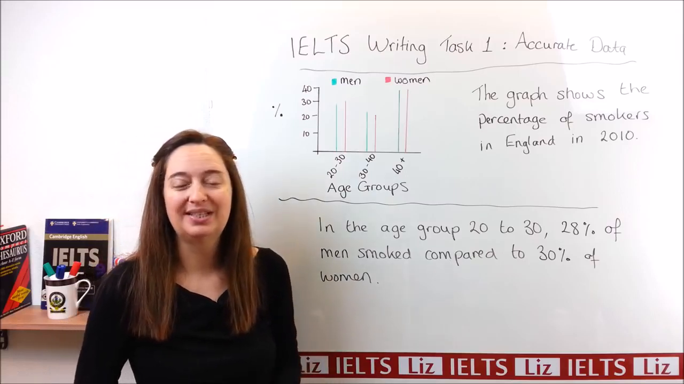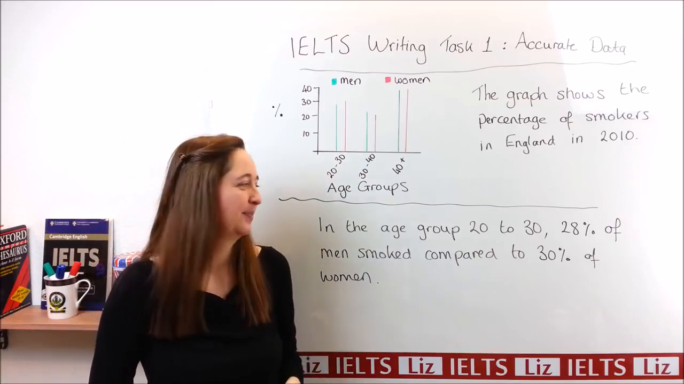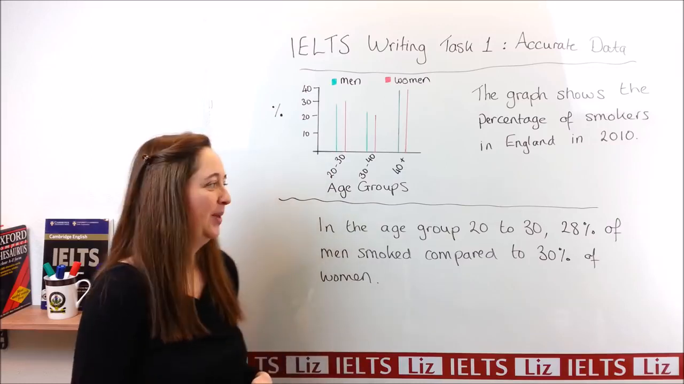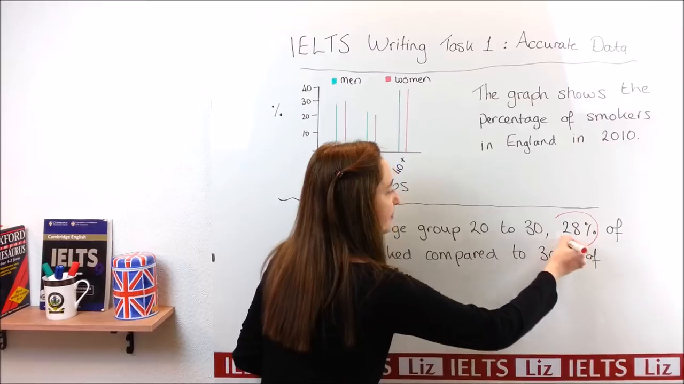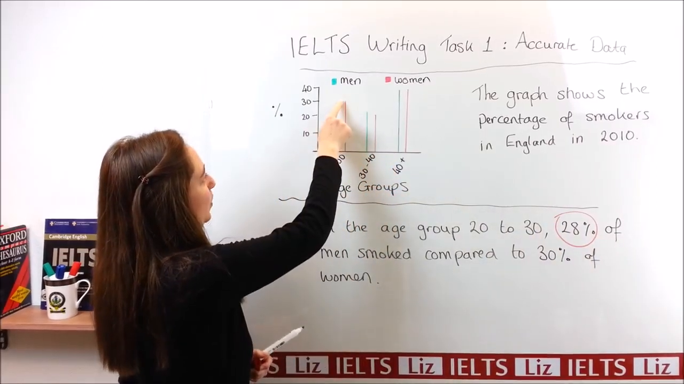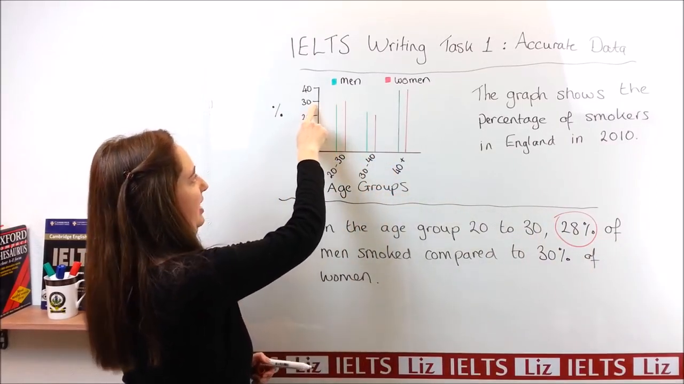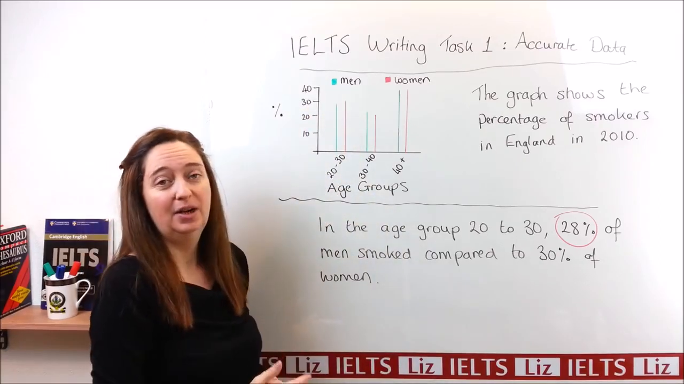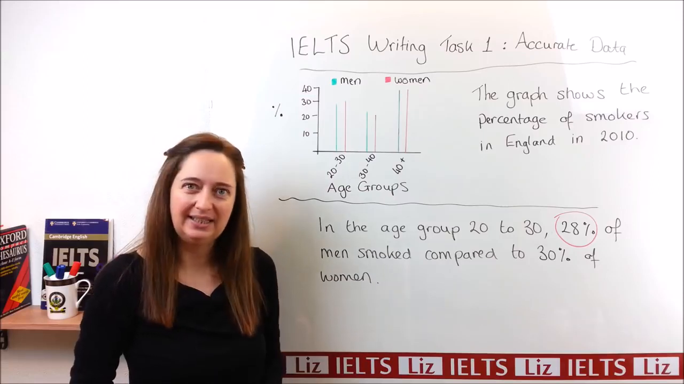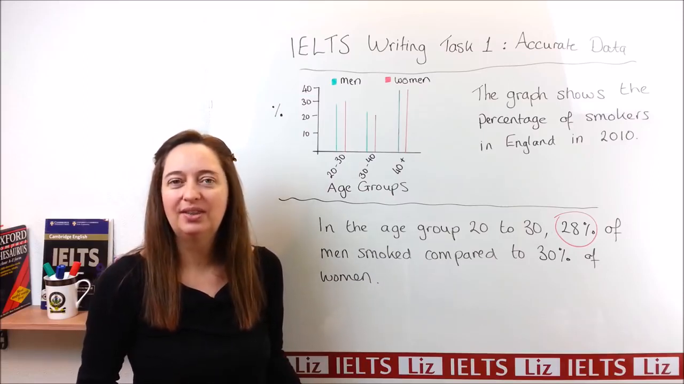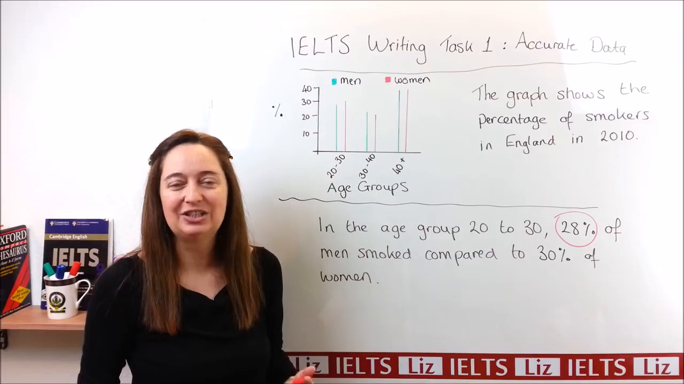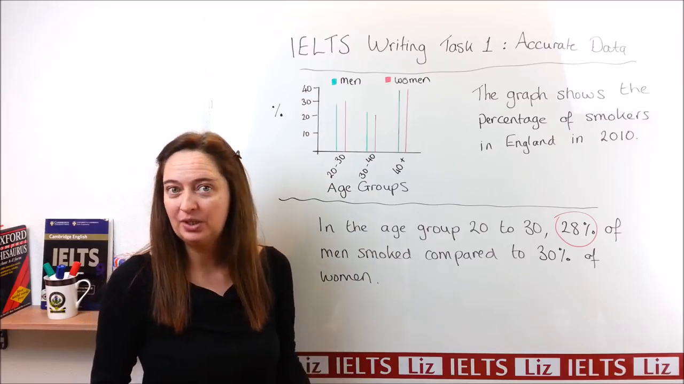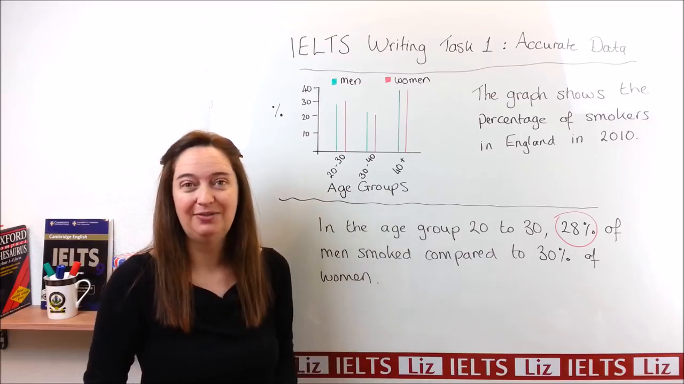Now, this is a typical sentence that I get from many students. What is the problem? Can you see any mistake? Well, this is the problem here. Now, we can see that women is correct, that's 30%, but men, we can see it's under 30, but we cannot see that it's 28. We don't know. That number is not given, it's not clear. So what we need to do is we need to have flexible language to give the accurate information.